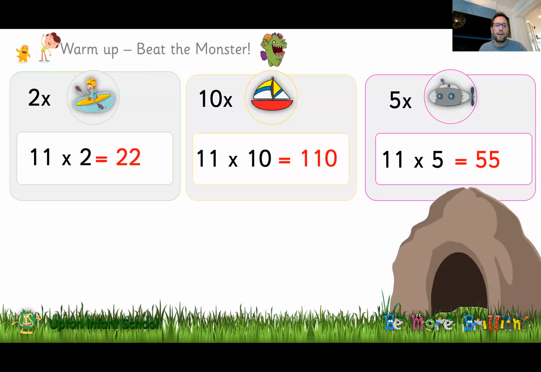And there we go. That time we had 11 times 2 is 22, 11 times 10 is 110, and 11 times 5 is 55. Did you beat the monster? This is your last chance to do it.